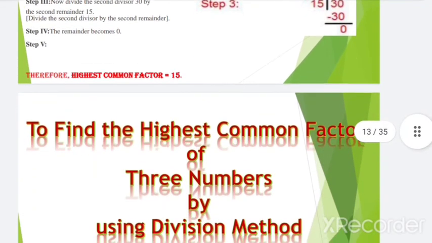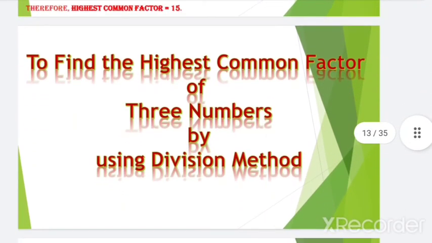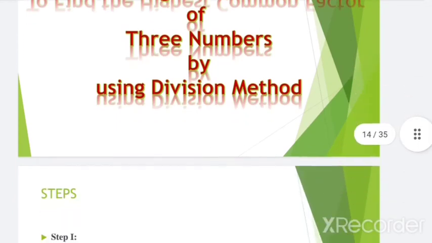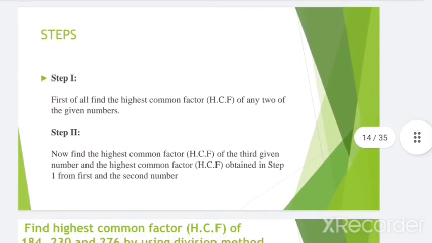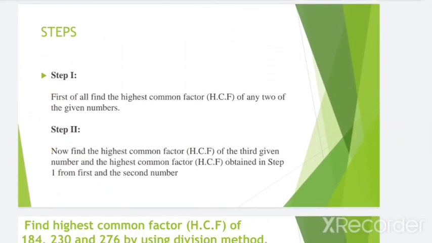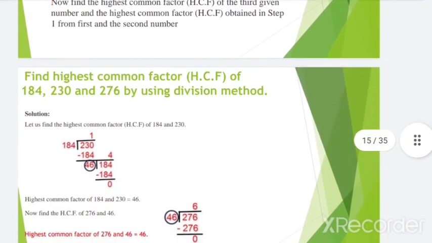Let us have one more question to find the HCF of 3 numbers by using the same method, the division method. So children, what will you do? Here the steps to be followed are, first of all, find the HCF of any 2 given numbers, and after that, find the HCF of the third given number that is left over and the HCF obtained in step 1 from the first and the second number. Let us see a question to understand this better.